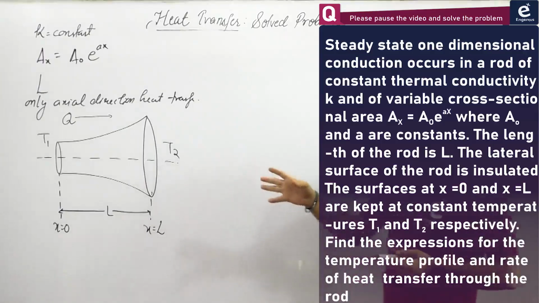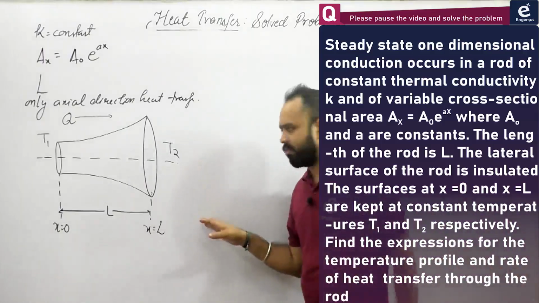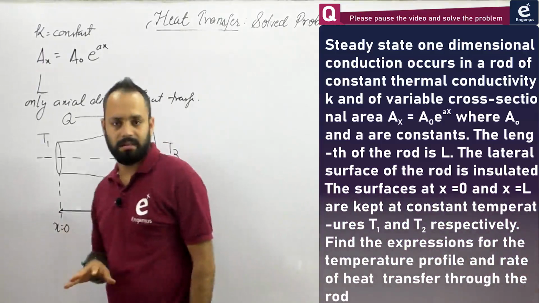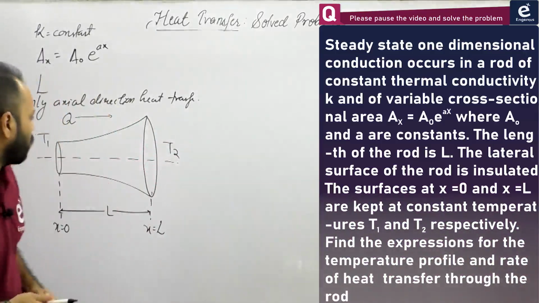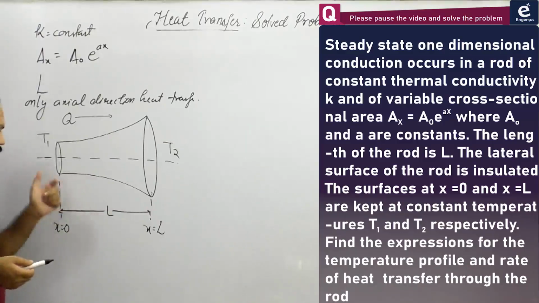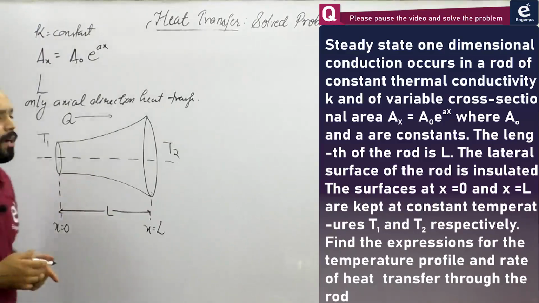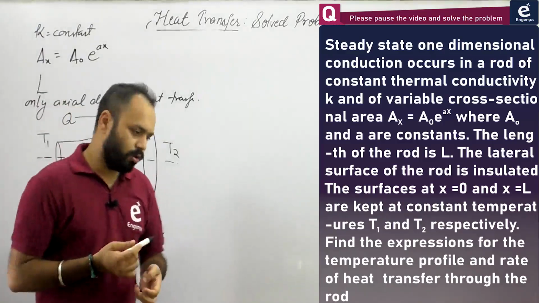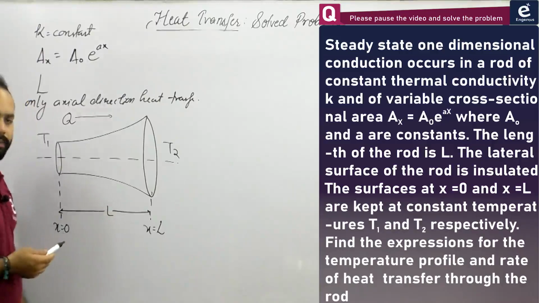Now in this case, as you go from x is equal to 0 to x is equal to L, you can see that the area is increasing and therefore the flux must decrease. ठीक है? So we have to find the expression of flux as well as the expression of the temperature profile as a function of x. ठीक है? It is very clear that only conduction is taking place, thermal conductivity constant, so of course the Fourier law can be well applied.